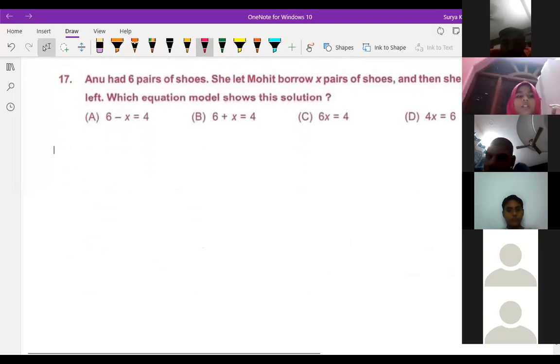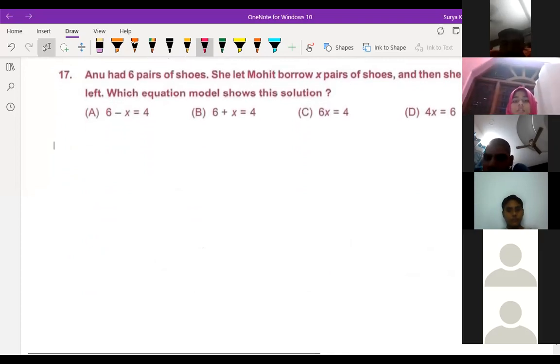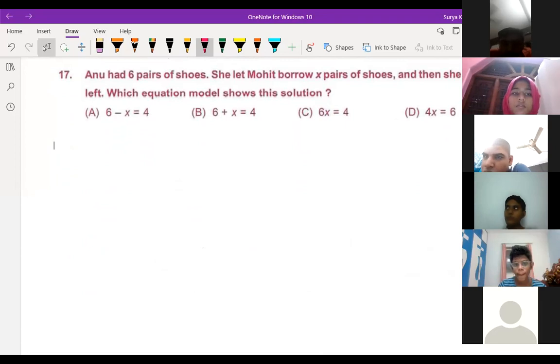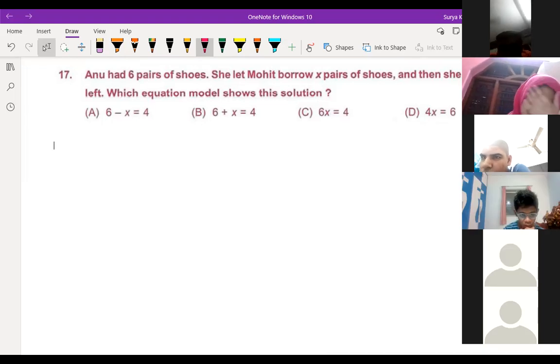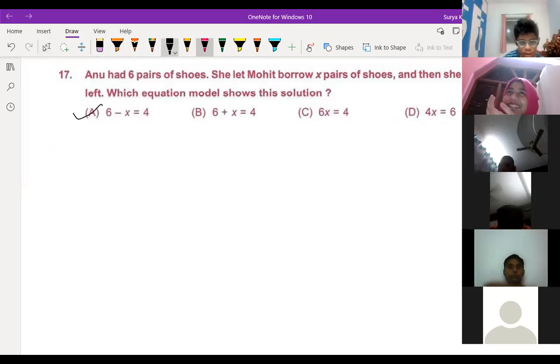See this question. Anu had 6 pairs of shoes. She let Mohit borrow x pairs of shoes. Then she had 4 pairs left. Option A, sir, it's a very easy question. So let's say.